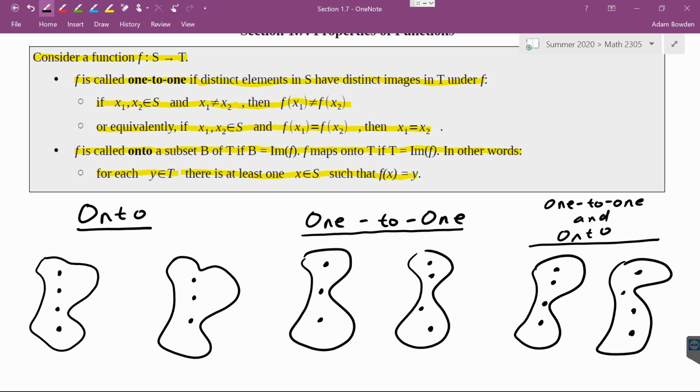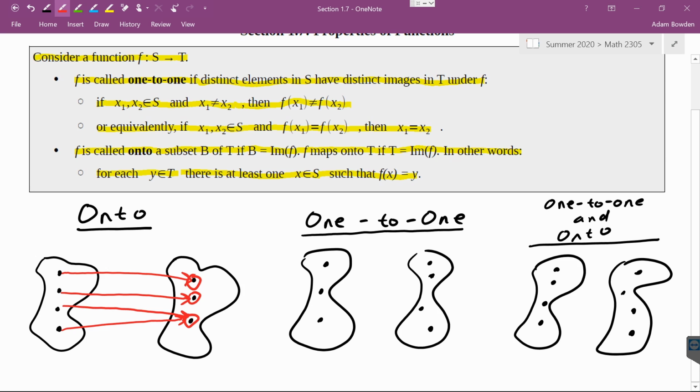So here are some illustrations for what we mean by onto and one-to-one. An onto function will take each element of the domain and map them to elements in the codomain, and every element in the codomain will have an element mapped to it. So here everything on the right side gets something mapped to it from the domain. And that's what we call onto. There are no missing elements in the codomain that are not mapped to.